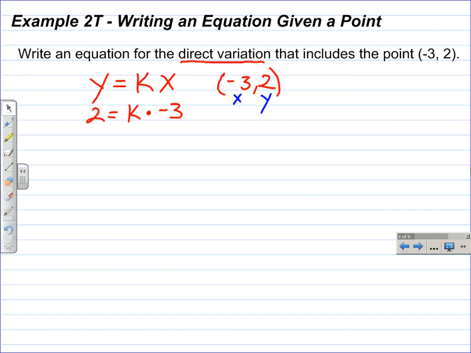After we substitute, we solve for k. We solve for the constant of variation. We solve this equation by dividing each side by negative 3.